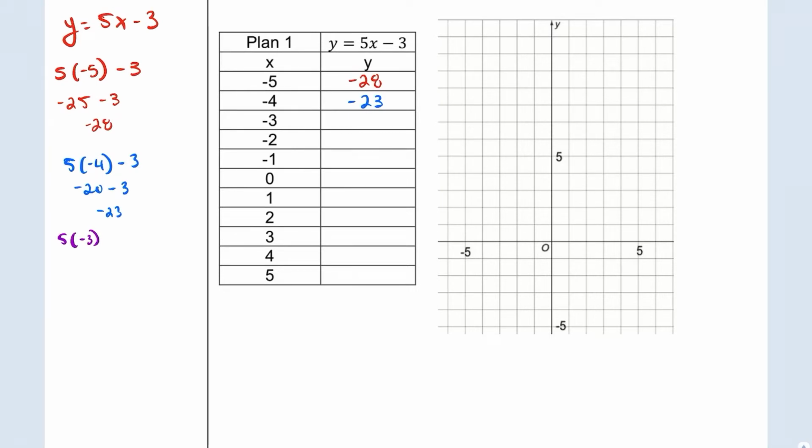So I would suggest graphing what you can. Make sure your graph goes all the way through the provided graph, okay? So there's -3, and then... sorry, lost my train of thought for a second. -15 minus 3 is -18.